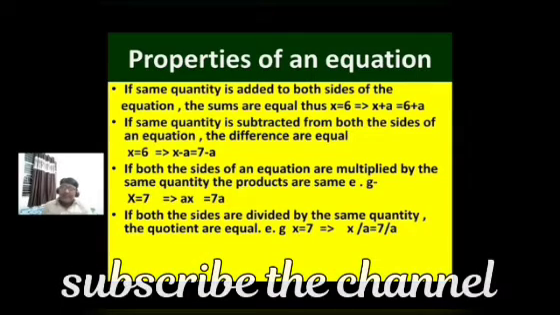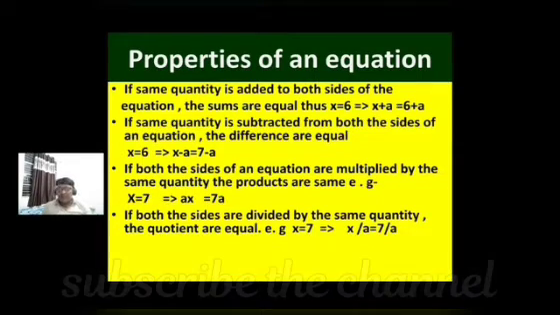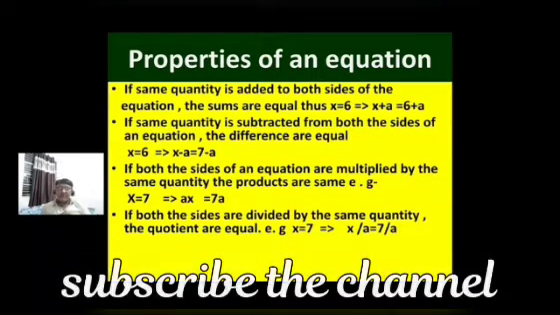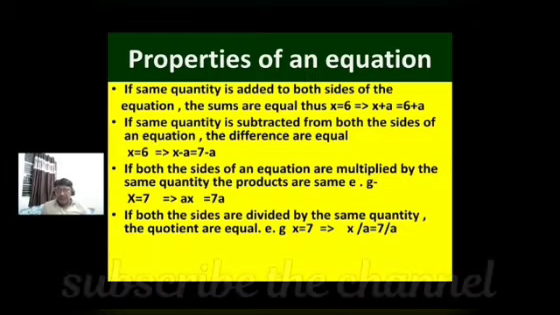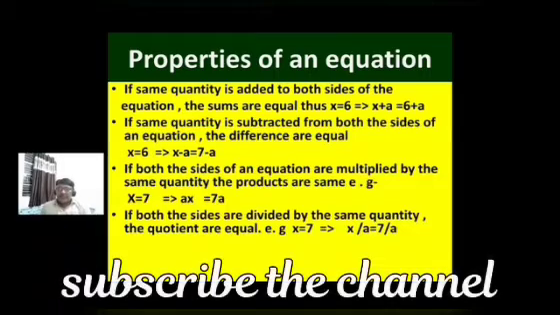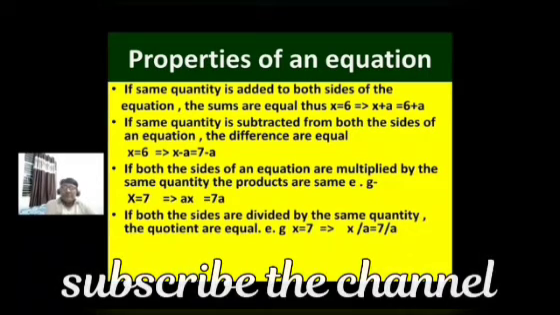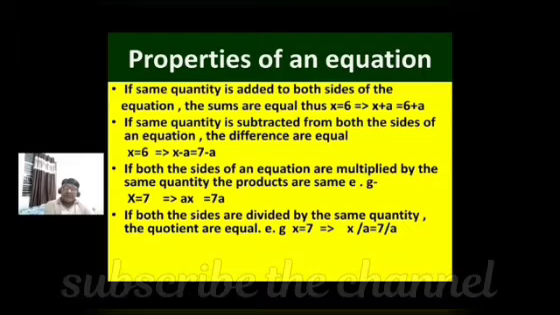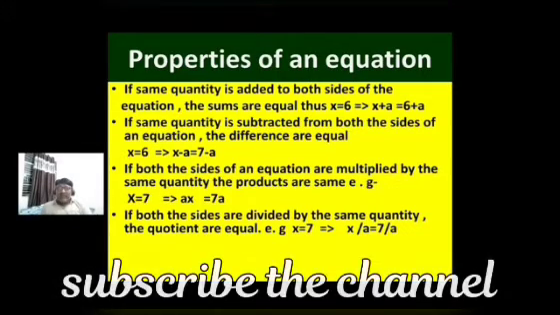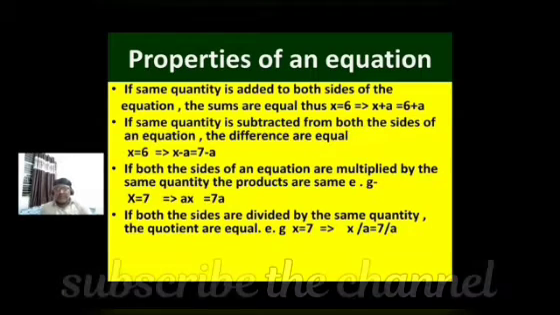Now the second property. If you subtract the same quantity from both the sides of the equation, the differences are again equal. Now suppose we have x is equal to 6 as an equation. So if we subtract a from both the sides, we will have x minus a is equal to 6 minus a.